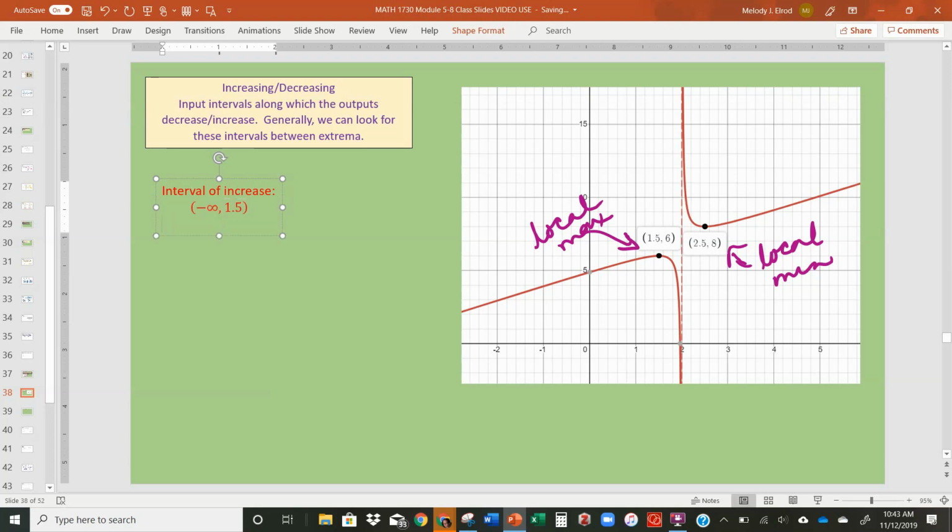We also have an interval of decrease right after that that goes from 1.5 to 2. Now it's not going to include 2 because 2 is an asymptote, but intervals of increase and decrease don't tend to include their endpoints because generally their endpoints are a local maximum, local minimum, extrema, those kinds of things. And so at that point, we're neither decreasing nor increasing, so it's not going to be included in those. But if we look on the other side of the asymptote, we have another interval of decrease.